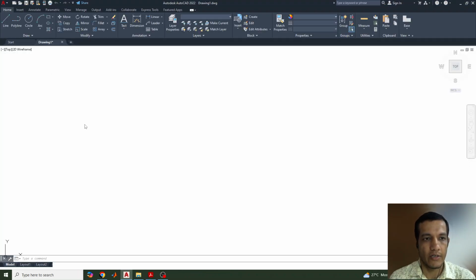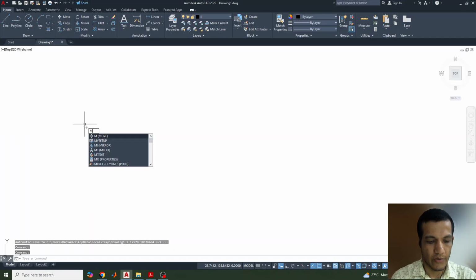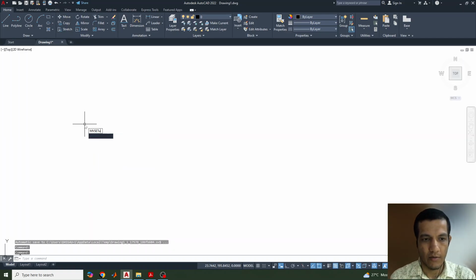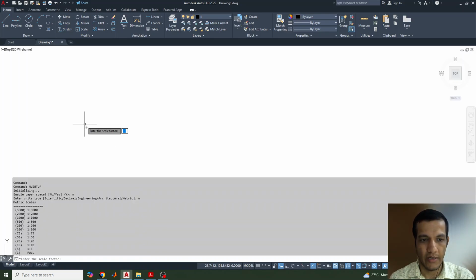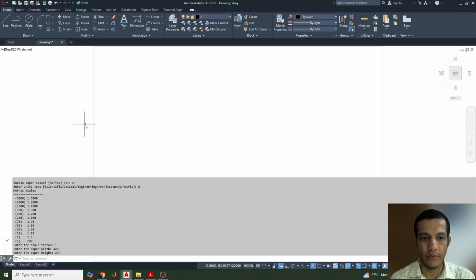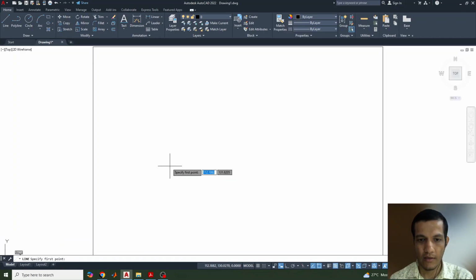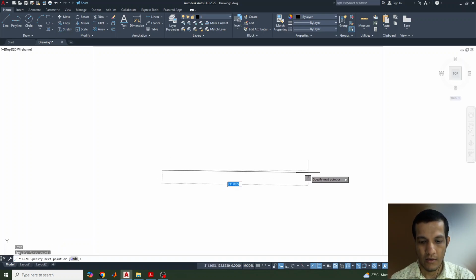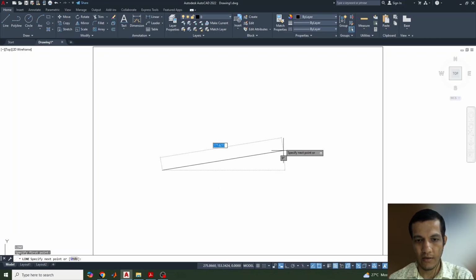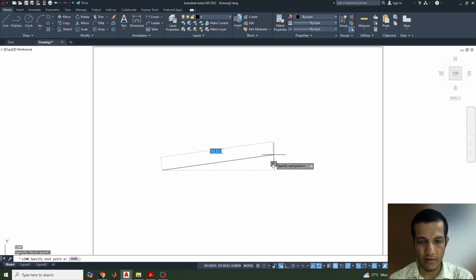First of all, we need to create a drawing sheet like this, and in the drawing sheet we need to create our base by the MVSETUP. So enable paper space no, unit metric M, scale factor 1, and this is 428 by 297. Now I'll go to draw a line here. Now this line you can see is coming inclined or moving here and there. So what we can do is press F8, so that it will come straight.